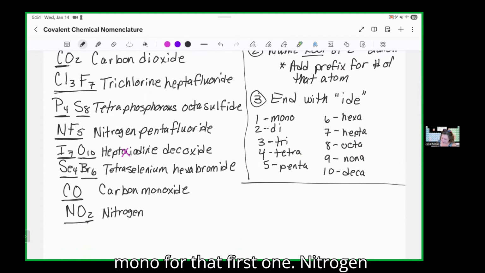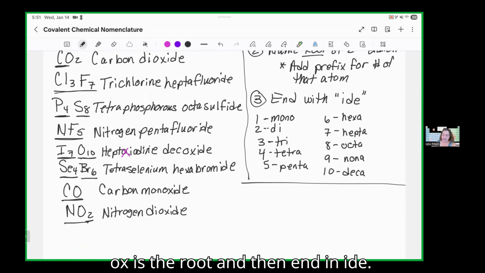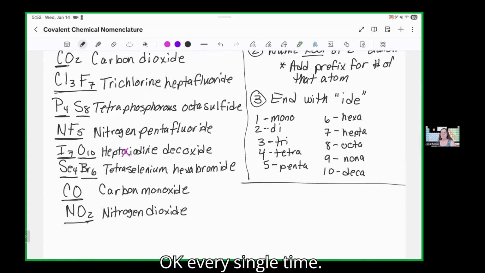Nitrogen, I've got 2 oxygens, so di, ox is the root, end in ide. Every single time.